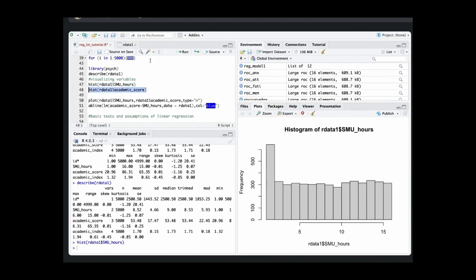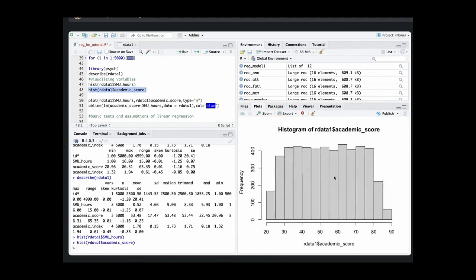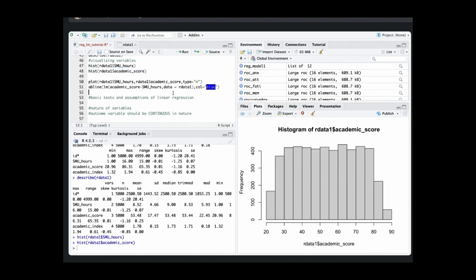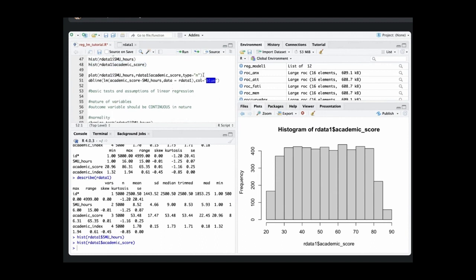And then if I want to visually see academic scores as well, I can do that here too. See? As you can see in the middle, a lot of them have scored in the middle, ranging from 30 to 70 or 80. And there are only very few people who have scored low, or very few people who have scored really high, right?